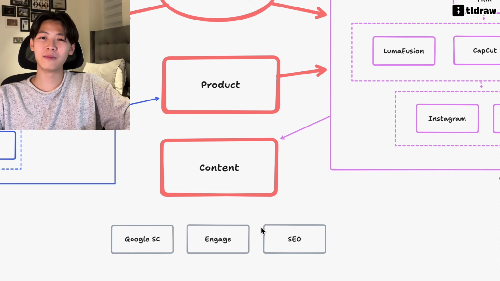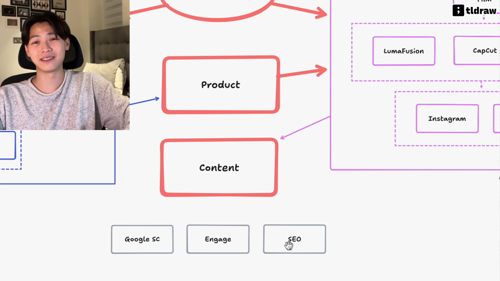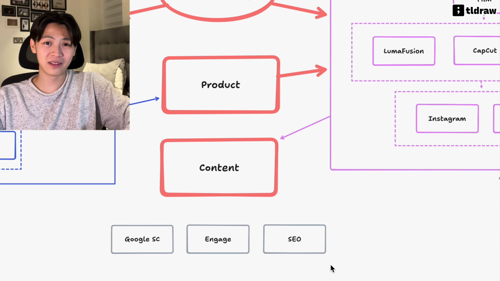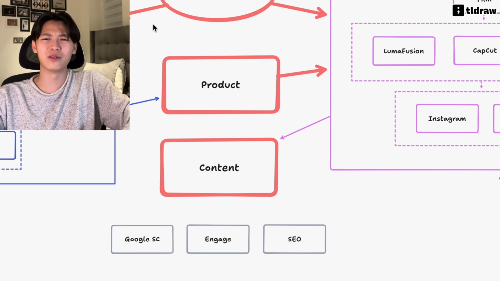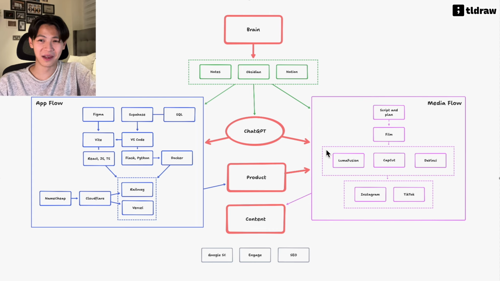There are a few other gray boxes here like Google Search Console, general engagement, and SEO. I didn't know where to put these, but these are essentially things that don't fit into either the app or the media flow. But yeah, that's pretty much all of the different steps in a very, very, very brief overview. And it's quite a lot.